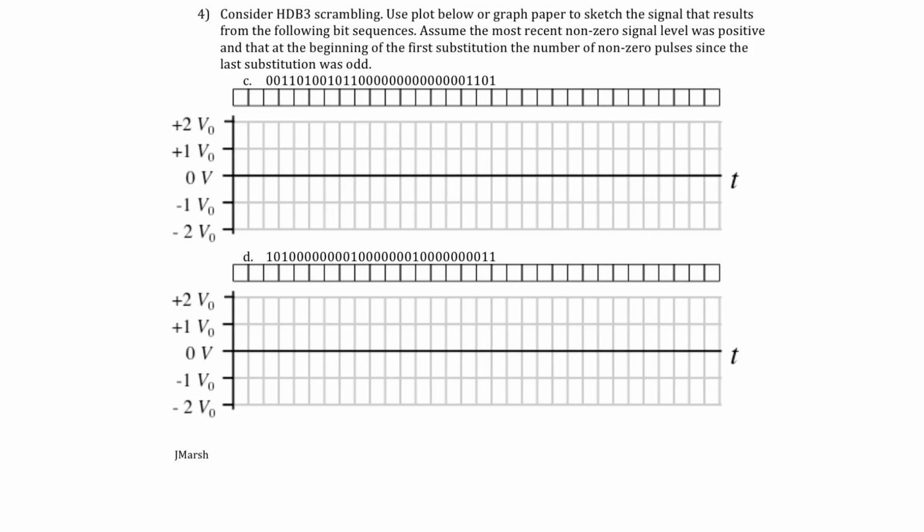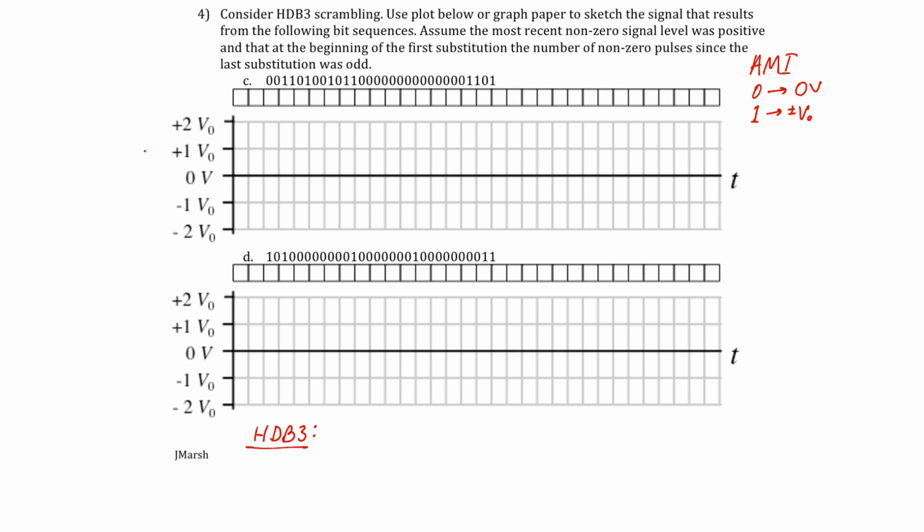Okay, in this video I'm going to show an example of HDB3 scrambling, and this is based on the AMI encoding technique where a 0 yields a 0 voltage and a 1 yields alternating plus and minus V0 voltage. So here's the value V0, say. And in HDB3 scrambling, we use 0 substitution codes.